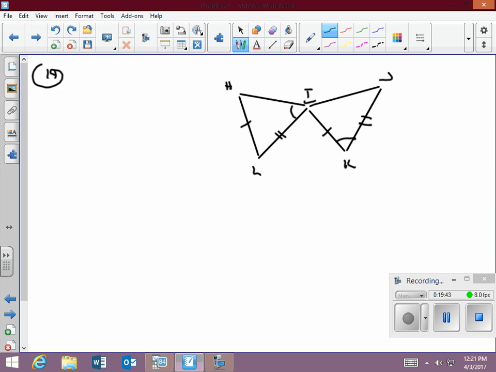Now obviously side, side, side doesn't work. You've got two sides and an angle, but what you have to have is two sides and an included angle: side, angle, side. This triangle right here has a side, angle, side, but this one does not. It's got two sides and a non-included angle. There's no way you can get another angle or another side out of that that is congruent. So you can't make a conclusion.